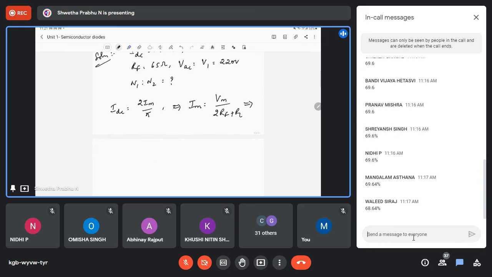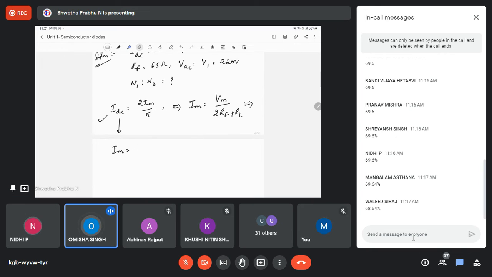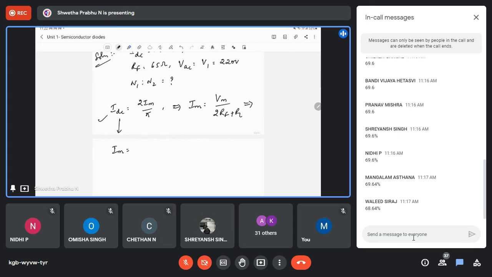Okay, what you can do is use this relation. IDC you know. Can you find Im? Yes, ma'am. How much will you get? 196.25 milliampere. Correct. It is 196.3 milliamperes.